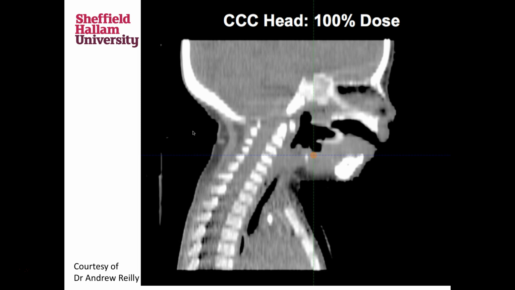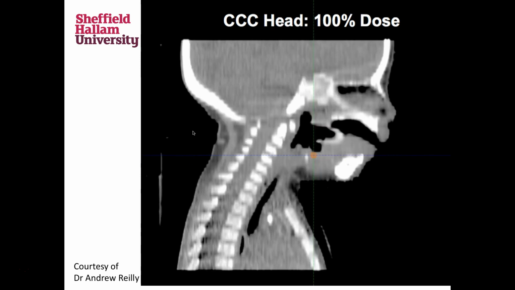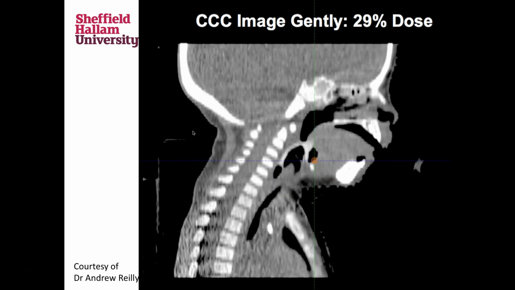So this was their standard protocol, 100% dose, and you can see the image quality that we get there. If they reduce the dose, so put on a low dose protocol, you can see here that we get a slight reduction in image quality compared to the last one. Let me flip back between the two. I'd argue not a lot, but we've had over a 70% decrease in dose, which is pretty huge, isn't it?